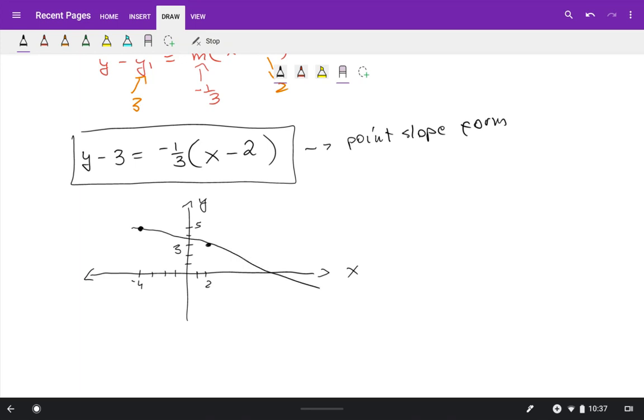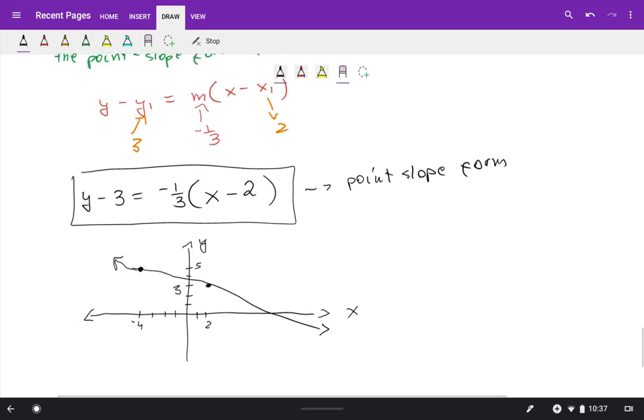Try to connect them. Again, I'm drafting that by hand. But as you see, this line is not so steep. It's sliding down from left to right. Look at what happened: we found the slope, which was negative 1 over 3. The absolute value is 1 over 3, a very small slope. That's why the line is not so steep.